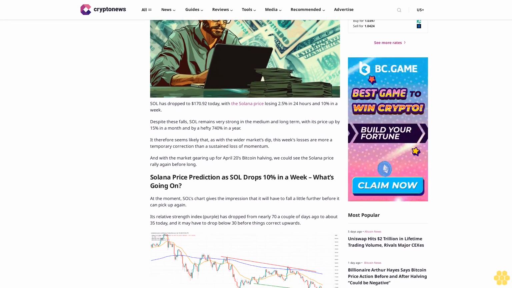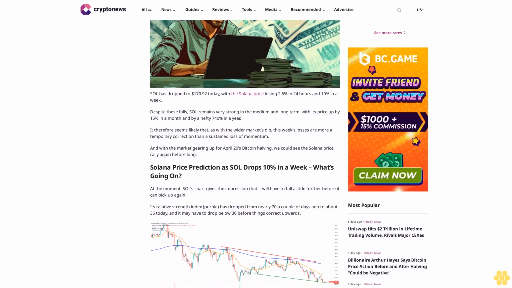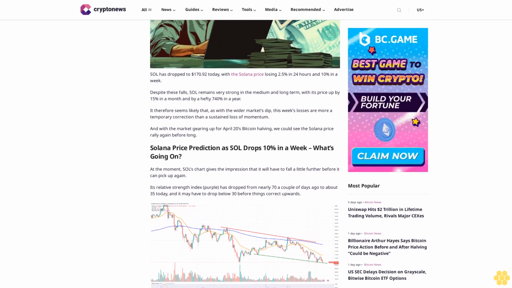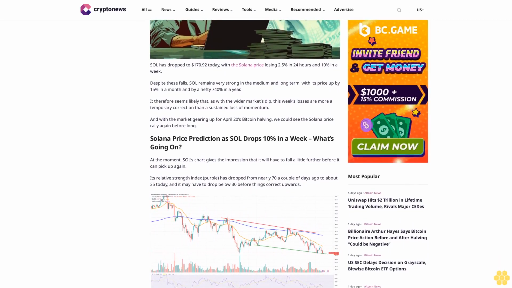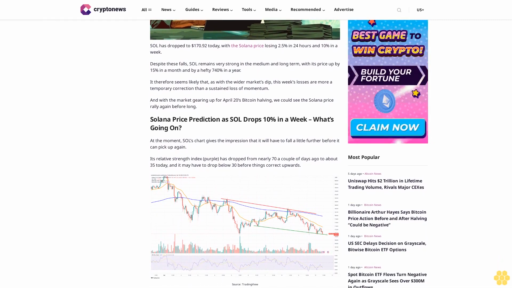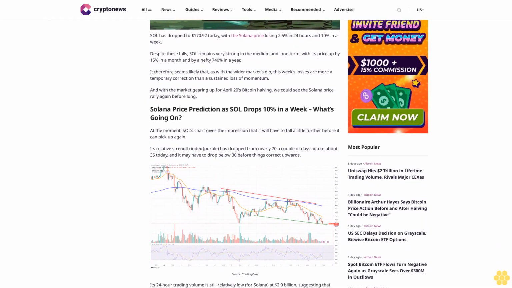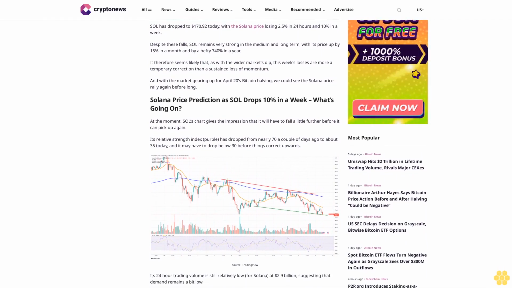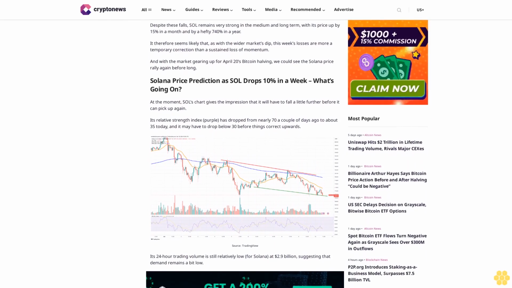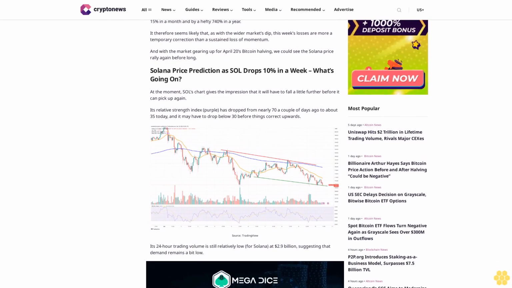Despite these falls, SOL remains very strong in the medium and long term, with its price up by 15% in a month and by a hefty 740% in a year. It therefore seems likely that, as with the wider market's dip, this week's losses are more a temporary correction than a sustained loss of momentum. And with the market gearing up for April 20's Bitcoin halving, we could see the Solana price rally again before long.